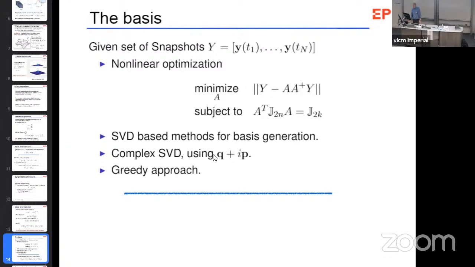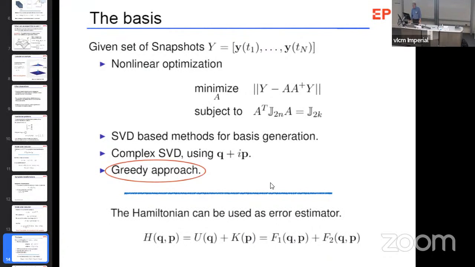You can also use an SVD in a clever way by realizing that, because you have these conjugate variables, you can write it as a complex problem, and you can solve it using a complex SVD. Or you can use a greedy approach. I will use a greedy approach. And what will the error estimator be? Well, it'll be the Hamiltonian, because I know that the Hamiltonian should be conserved. So as I've enriched my basis, I should reach a point where I can approximate the Hamiltonian of the initial conditions better and better.